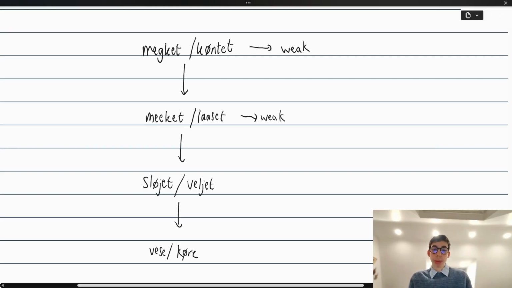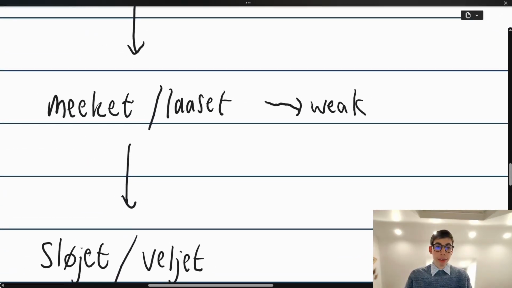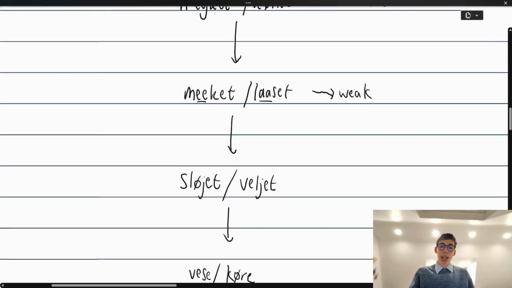Now, these are weak verbs. These follow the rules. But they have these double vowels here, these long vowels. And we're going to see what happens to these long vowels and the way these long vowels move around to make these words a little bit nicer. But that's still within the domain of weak. Now we're going to move down.